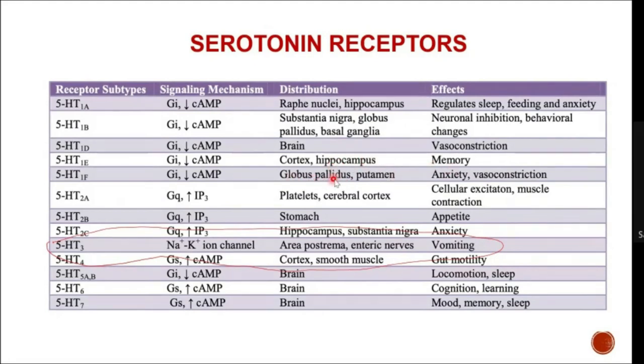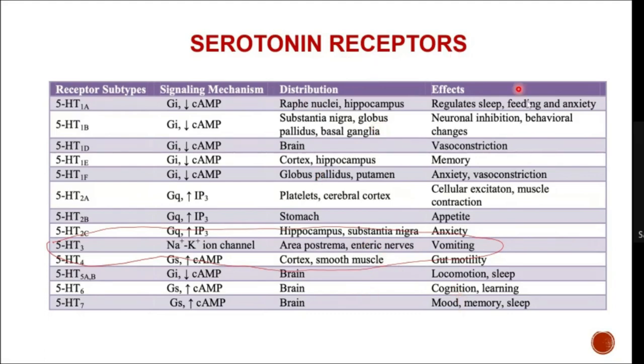If it is in the globus pallidus and putamen, it may cause anxiety again, because the basal ganglia along with the motor cortex, along with other systems, is going to act on your behavior of anxiety. They may also be in the stomach, where they are going to affect your appetite. They may be in the smooth muscles and cortex, and may affect your GI motilities, obviously not being very specific to the brain, but since all of these areas we have seen.